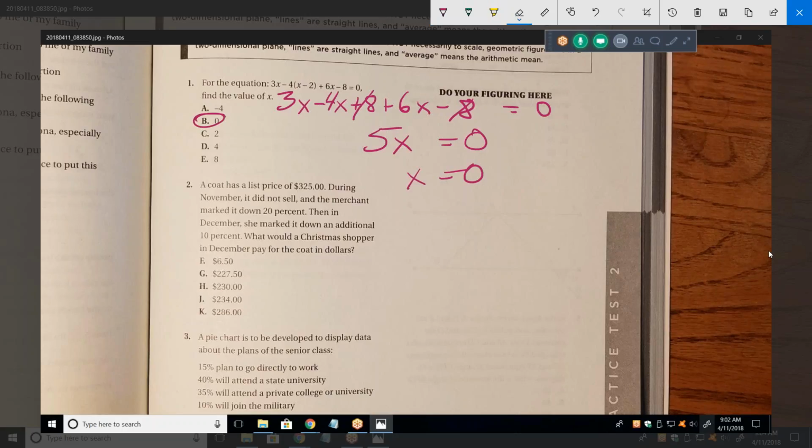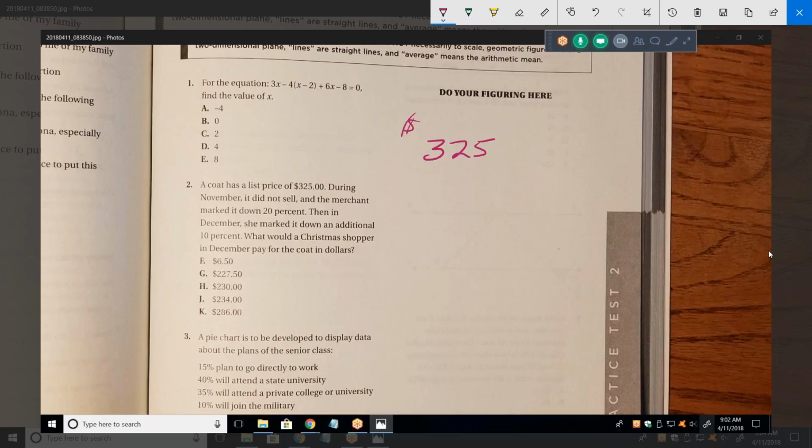Okay. How about number 2? So it started at 325. What are you going to do to that? I'm going to multiply it by 0.8. Good. Go ahead. You have your calculator in front of you? Yeah, so then it would be 260. Exactly. And multiply it by 0.9. Good. So then 234.